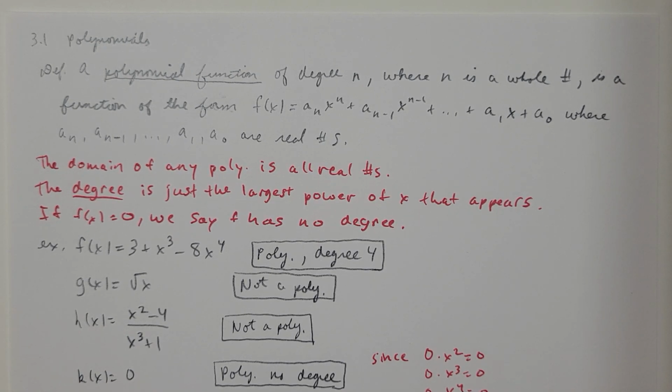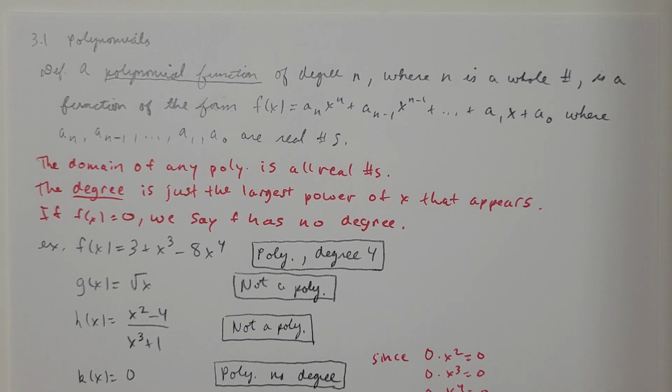Okay, we're going to get started in chapter 3 here now. In sections 3.1 through 3.6, we're going to talk about polynomials. Polynomials are really important in math, okay?